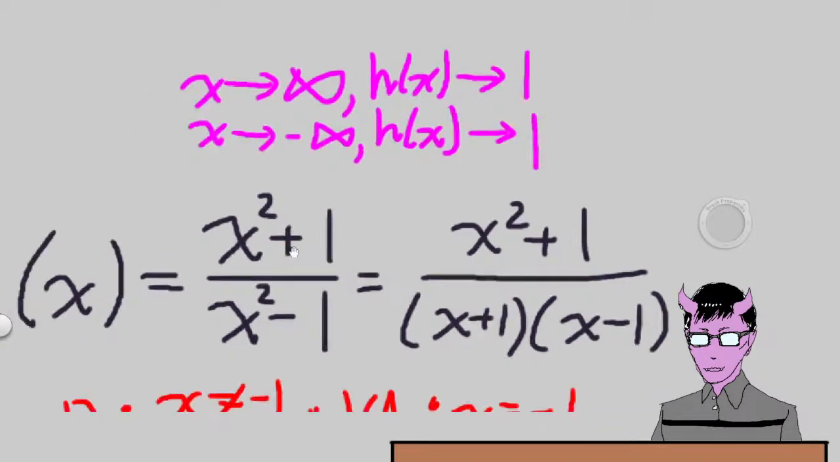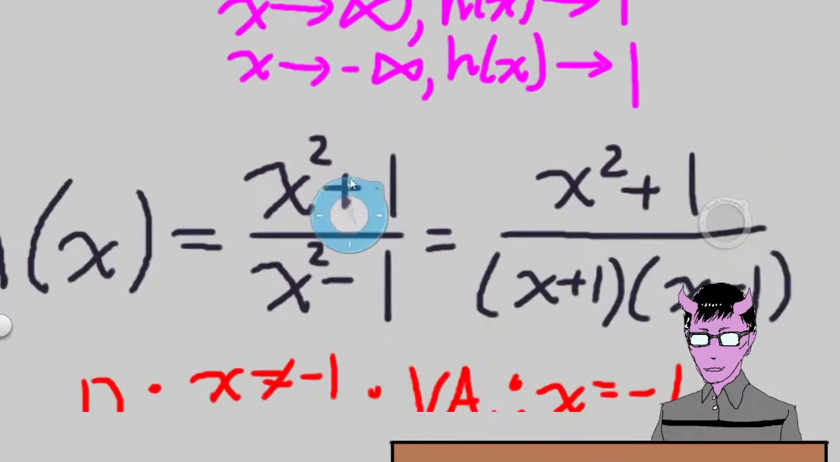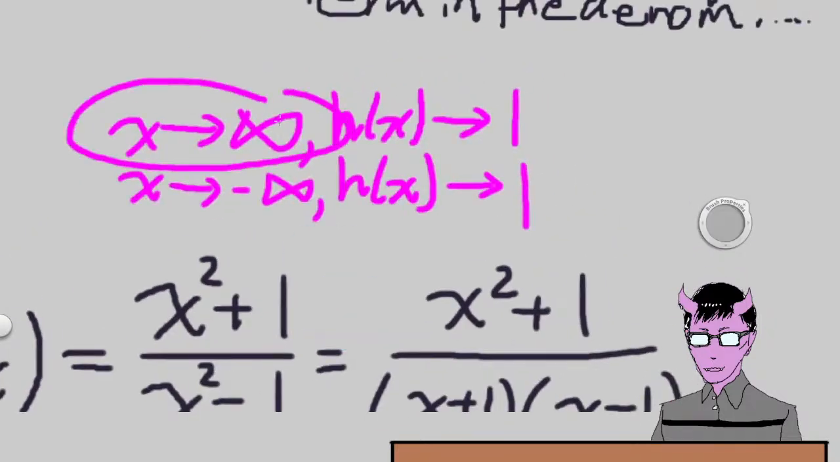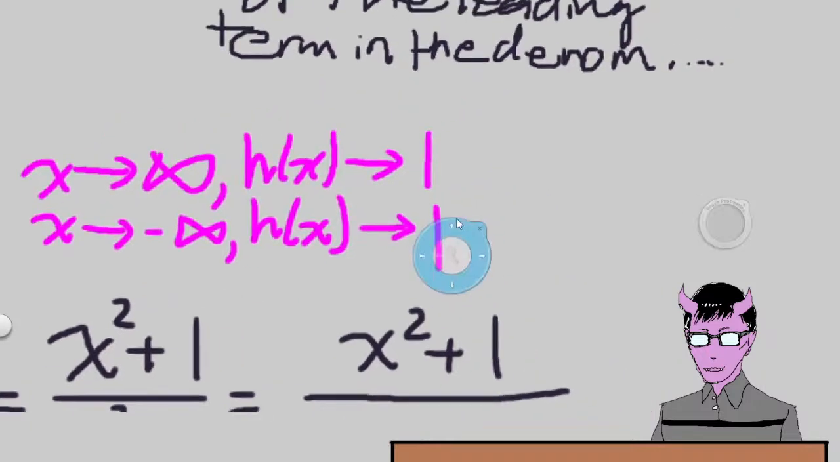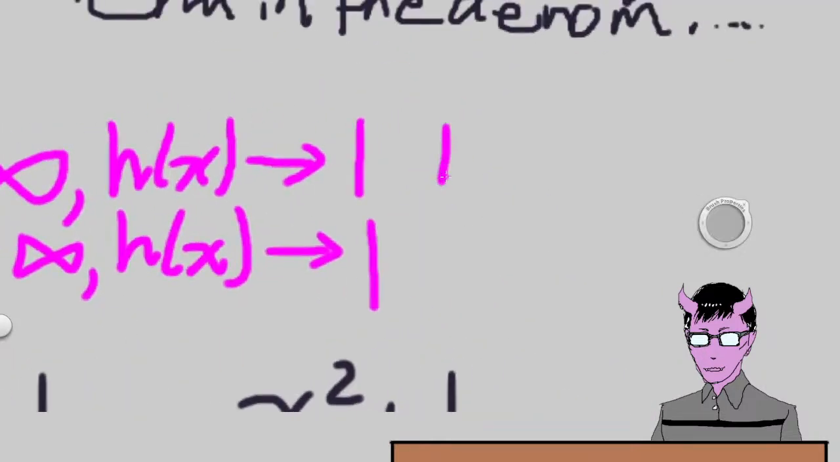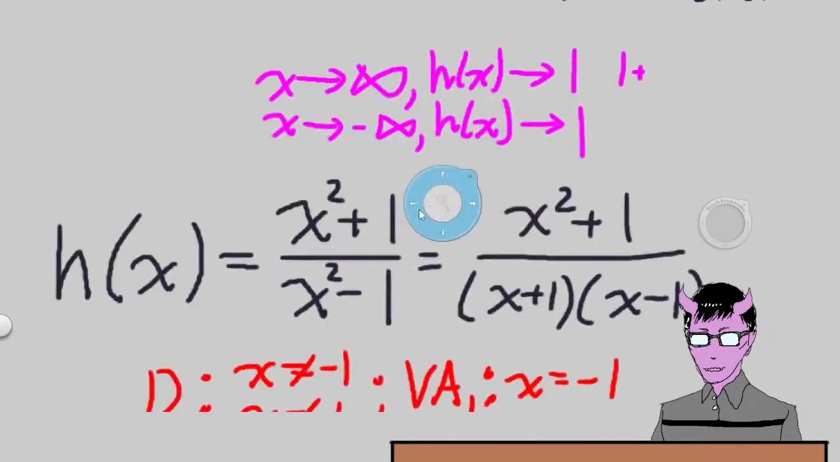And now we do the careful considerations. Remember. Even though this is quote-unquote infinity squared plus 1, it's slightly bigger than infinity squared minus 1. So for the top approach, as x approaches positive infinity, we are slightly above 1. So it's going to be 1 plus.